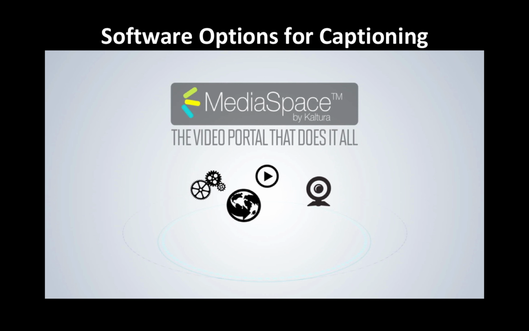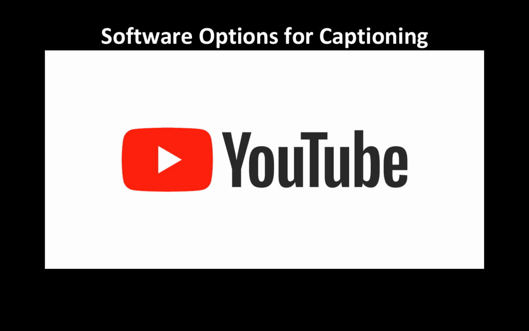In order to select videos within Kaltura MediaSpace for human transcribed captioning, an institution must first elect to adopt and implement this feature. This is a pay-for-service option. And of course, YouTube, which is an American video sharing website.